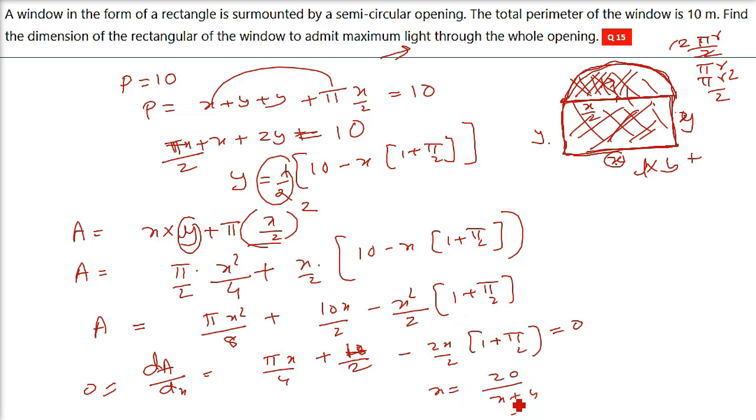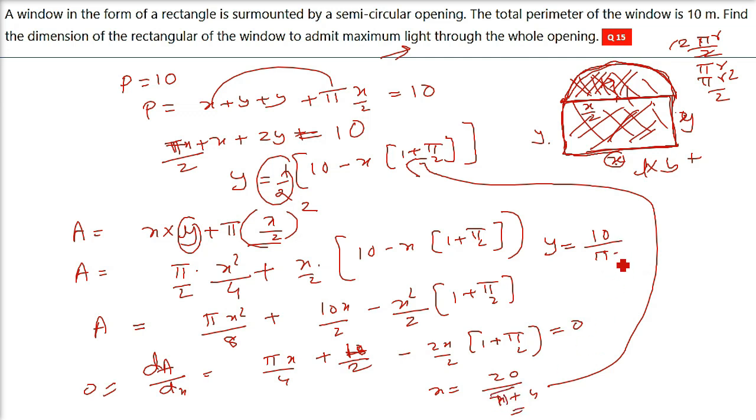That is, x is the basic value and y is the basic value here. And we have imagined that as x. Now place this in y because y was already an expression. So you will get y when you replace x as 20 by pi plus 4. Y you are going to get as 10 by pi plus 4. You already have x and y from where we started. X and y we had anticipated, but now we have got the final values.